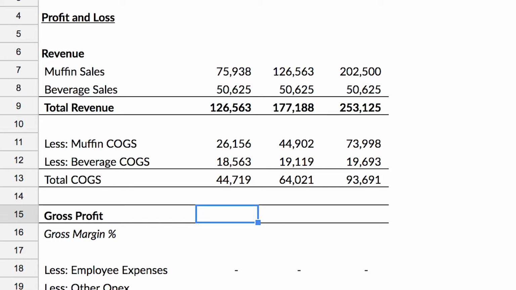So when we do the formula for our gross profit, we know gross profit is our total revenue minus our total cost of goods sold. Now let's copy the gross profit formula over and see what's happening. Directionally, it looks like it's making sense because everything is going up.